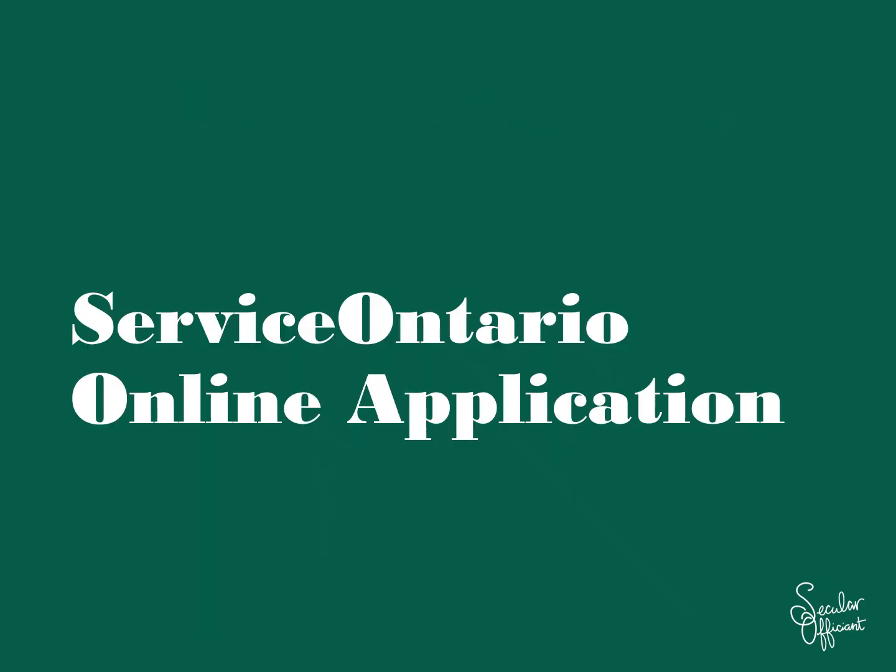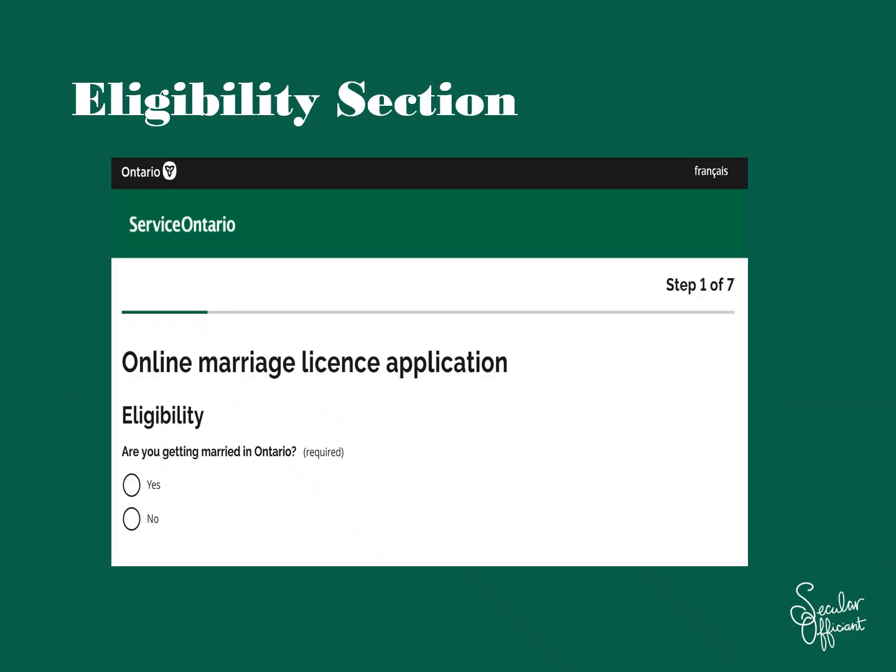ServiceOntario Online Application. Eligibility. Section 1 of the ServiceOntario application is the Eligibility section. This is the first of 7 sections in the application form. As a reminder, ServiceOntario calls them steps, but to avoid confusion in this video, we will refer to them as sections.